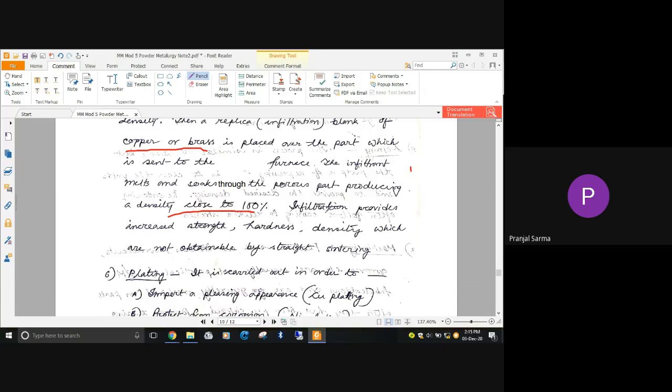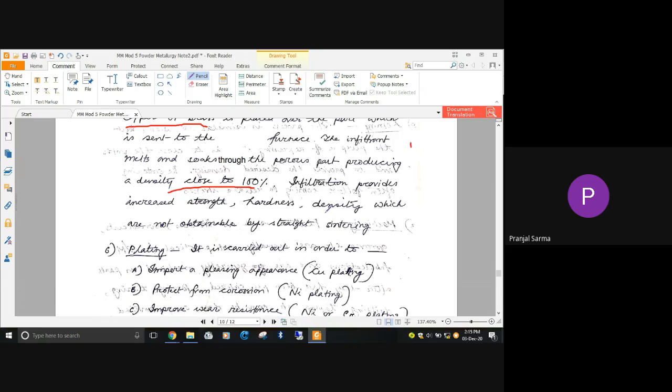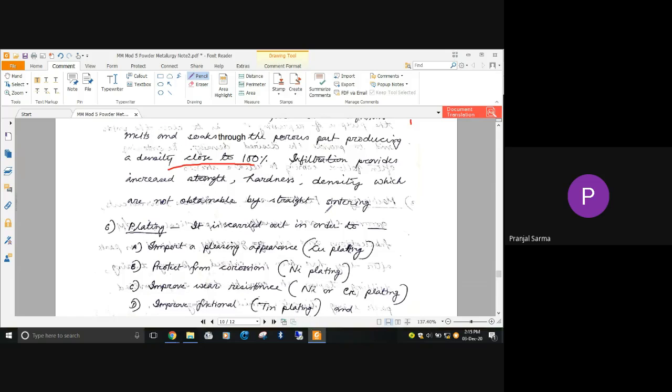And because of that, what will happen? This infiltration provides increased strength, hardness, and density, which are generally not obtained by normal, straight sintering. But if we do the process this way, the increased strength, hardness, etc., can be achieved.